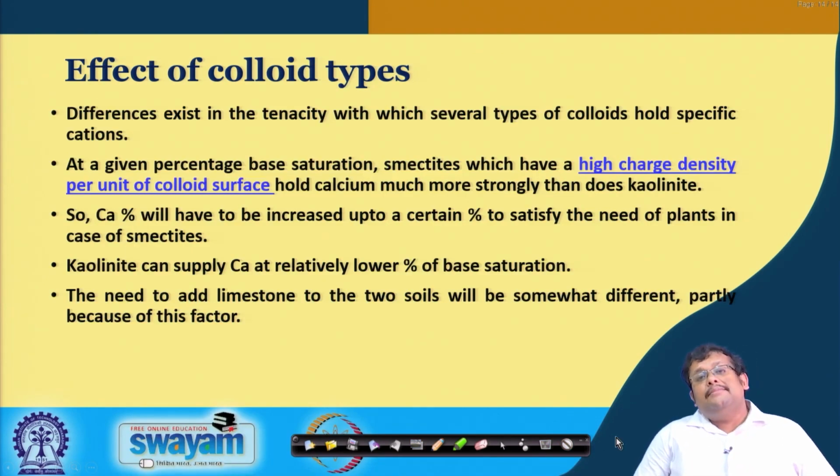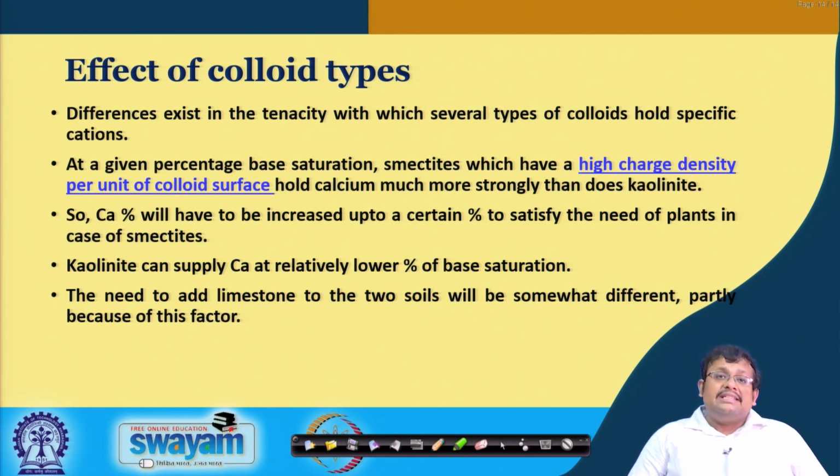Now, the effect of colloid types: let us see what the effects of different colloid types are on the cation exchange capacity. Differences exist in the tenacity with which the several types of colloids hold specific cations, obviously. At a given percentage of base saturation, smectite, which has a high charge density per unit of colloid surface, holds calcium much more strongly than does kaolinite. It is quite evident because of the high amount of isomorphous substitution. The negative charge developed in the smectite is quite higher than that of kaolinite, and as a result the charge density is also higher in case of smectite.